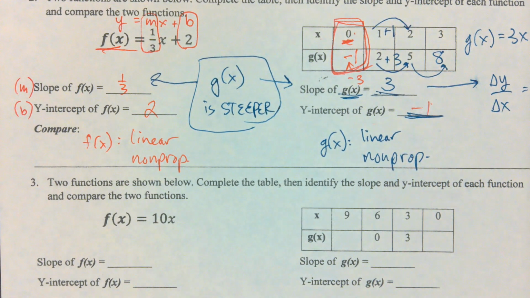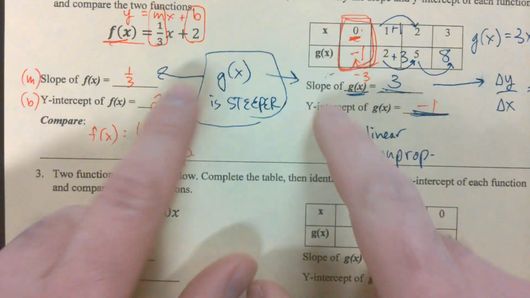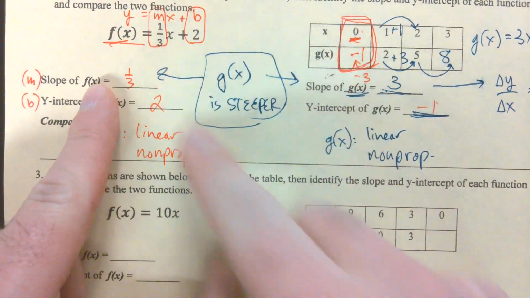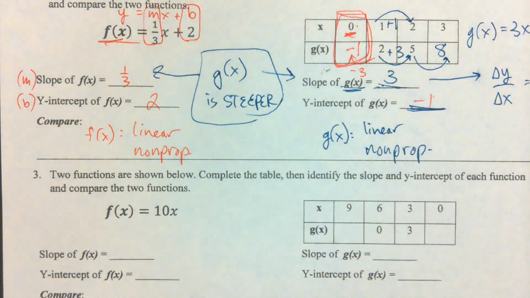So the only thing we're using our b values to compare with is the proportionality. If our b value is not 0, we know it's non-proportional. If it is 0, it's proportional. The slope, though, is where we figure out which one is steeper. That's all we've got to do for our comparison. Nothing crazy.